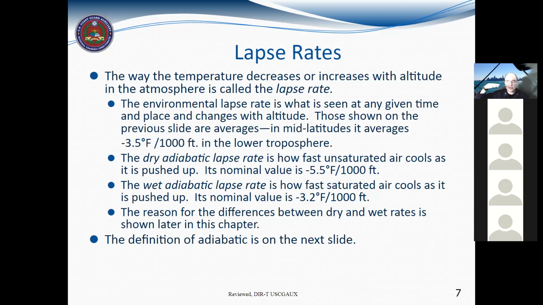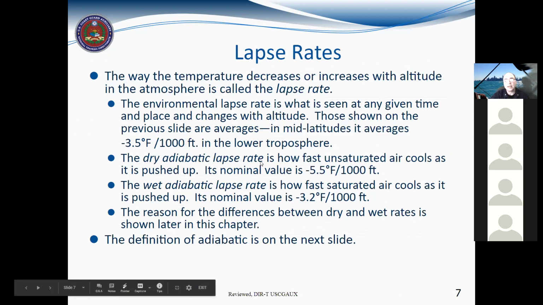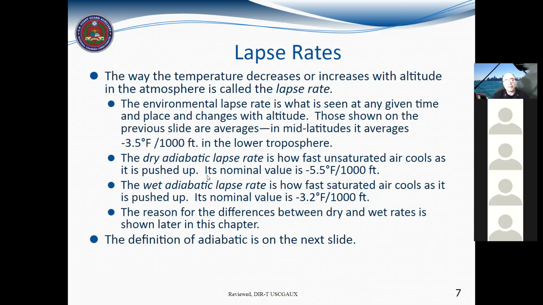So let's say the temperature was 20 degrees here at the surface and you're at sea level. If you went up 2,000 feet, it'd be 2 times 3.5, or subtract 7 from that number. And so it cools as you climb. So the dry adiabatic lapse rate is how fast unsaturated air cools as it is pushed up. Its nominal value is a loss of minus 5.5 degrees Fahrenheit per 1,000 feet.